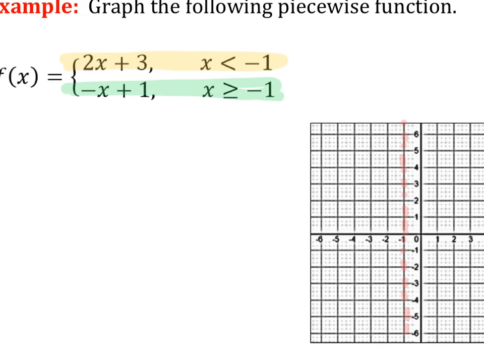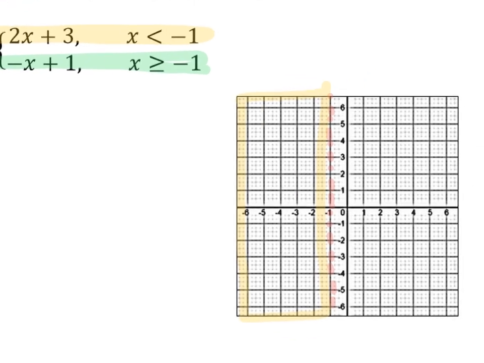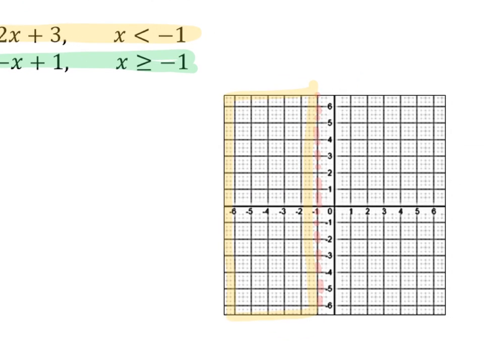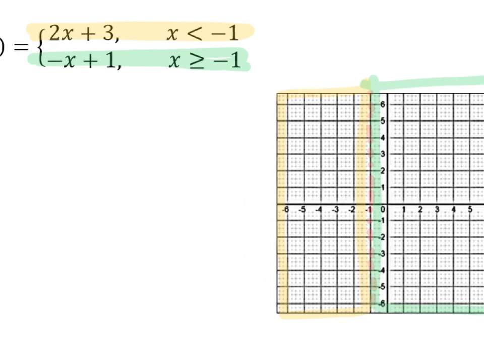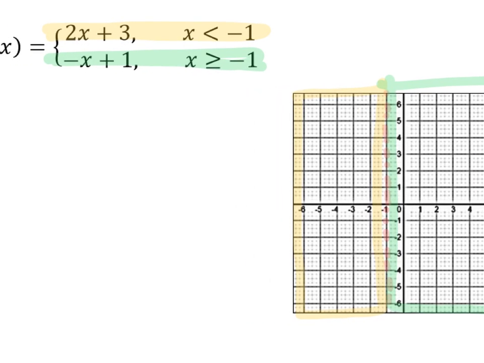Everything to the left, by the way, I should have said earlier, these functions will always be in order from left to right based on your x values. Okay? So everything over here to the left of that boundary line is going to follow that function rule of 2x plus 3. And then everything to the right of that boundary line will follow the function rule of negative x plus 1. All right, let's get graphing.